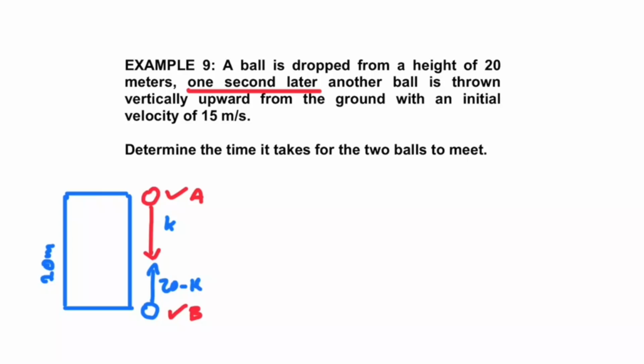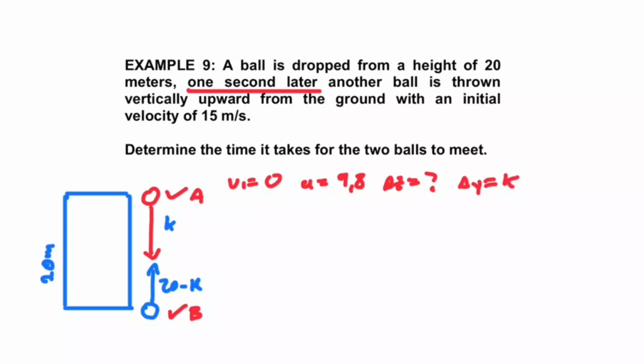So for ball A, we have the initial velocity. It is dropped, so we have vi equals 0. We have the acceleration, obviously, 9.8. What else do we have? Do we have the time? No, we don't have the time. But we have the displacement. We can take the displacement of ball A as a variable k. If we take up as positive, we must substitute k with a negative sign.